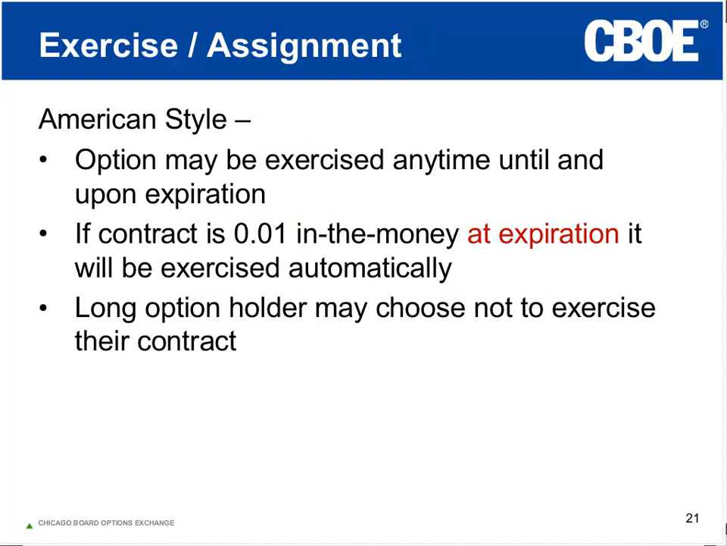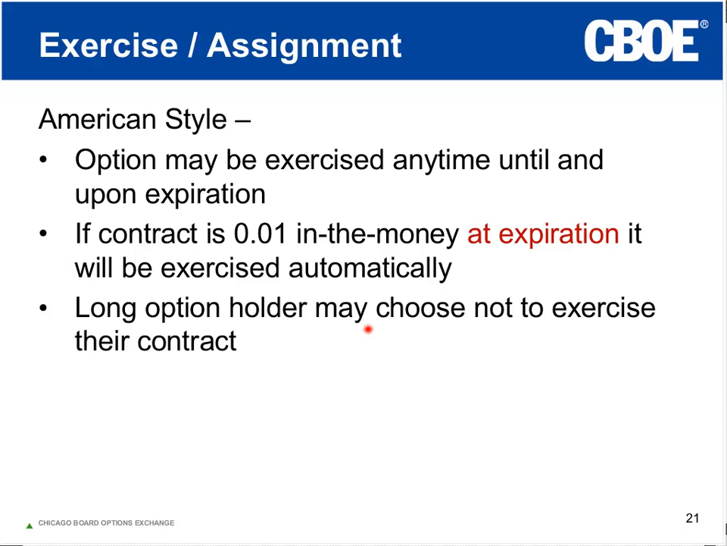Now, at expiration, if a contract is at least 1 cent in the money, and we're going to stick with the standard options today, if that contract is 1 cent in the money at expiration on that third Friday of the month, on the close of the third Friday of the month, that option contract should be exercised automatically.